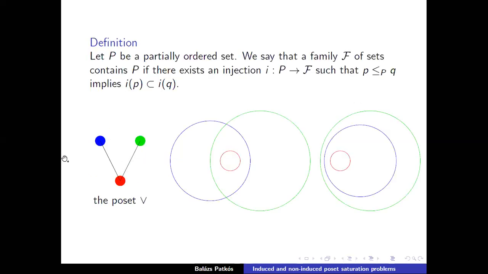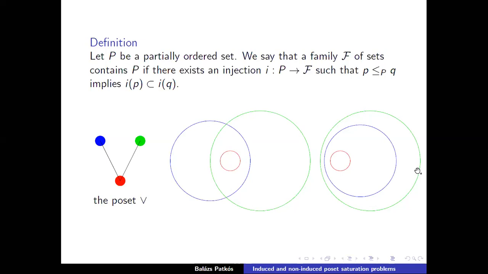Here on the left-hand side of this picture, you see the V poset consisting of 3 elements, one at the bottom and 2 larger than that, and the blue element and the green element are incomparable. And how can this poset be realized by sets? Well, here are 2 examples. One example, probably the more natural one, is that for the red one, we have a very small set, and this is contained in both the blue set and the green set.